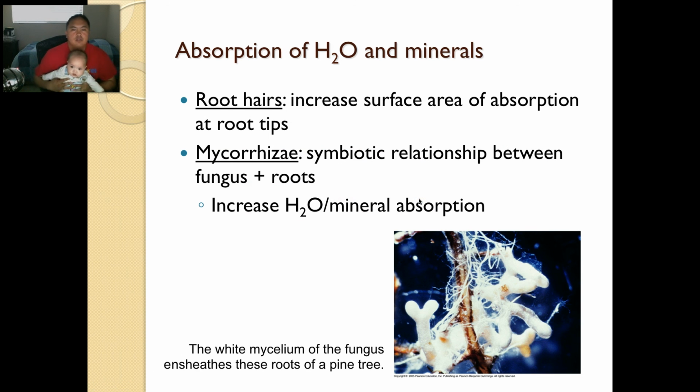And then the absorption of water. Again, we talked about root hairs. So they have large surface area. That's why we have all these hairs, to absorb more water. And then we talked about this fungus again. It's called mycorrhizae. It's a fungus, and it has a symbiotic relationship with the roots. It has a place to live on the roots, and then the fungus gets more water and minerals for the plant.